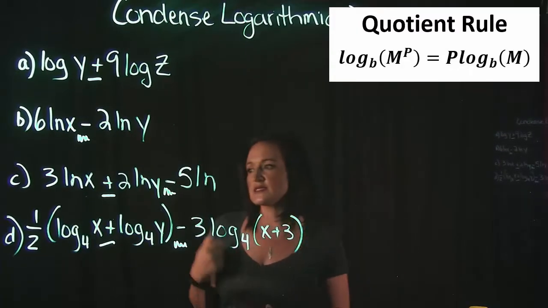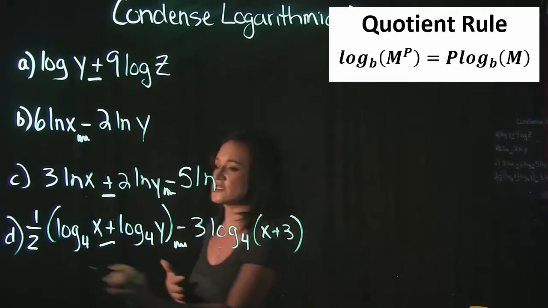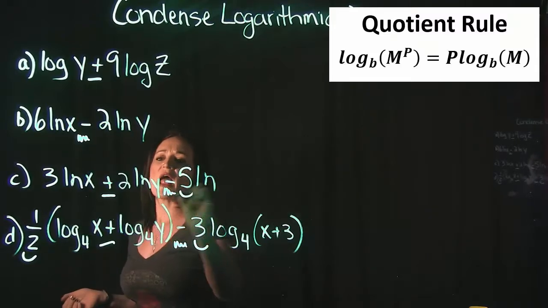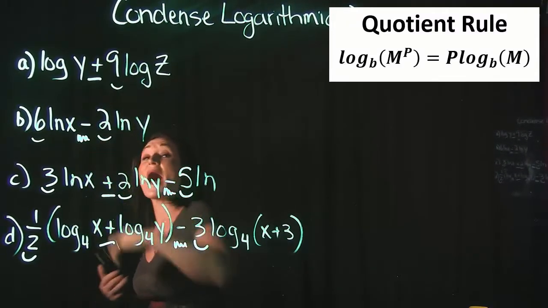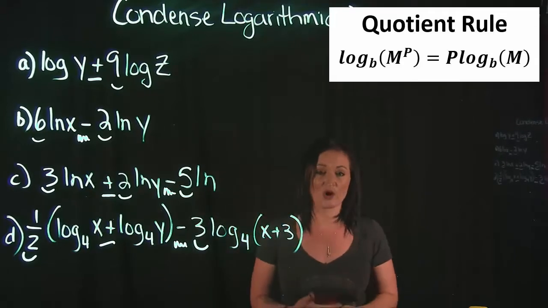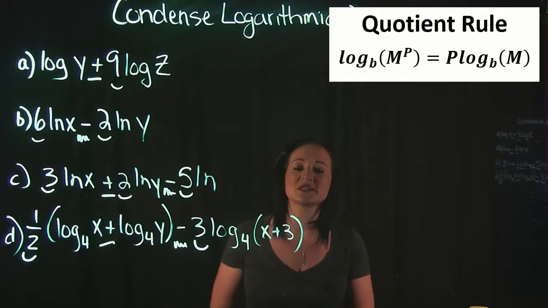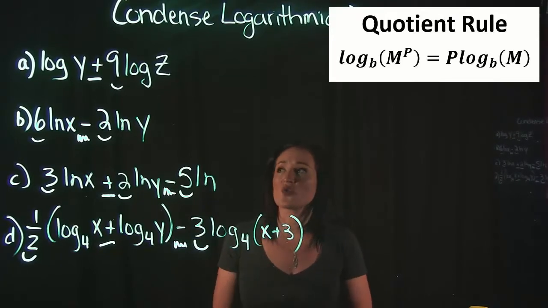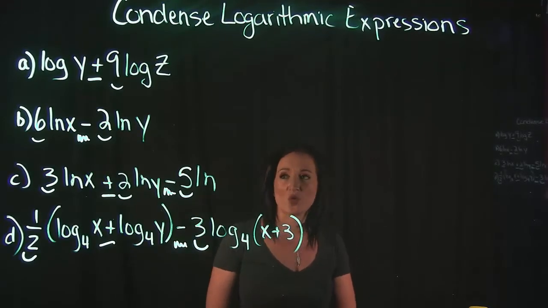And the third one is the power rule. So the power rule are your coefficients. So anytime you have a coefficient in front of something, that actually converts into a power, is how those rules work. So hopefully you've had some practice expanding and condensing logs. Otherwise, we're going to work through these four examples, and I'm going to show you how that works.